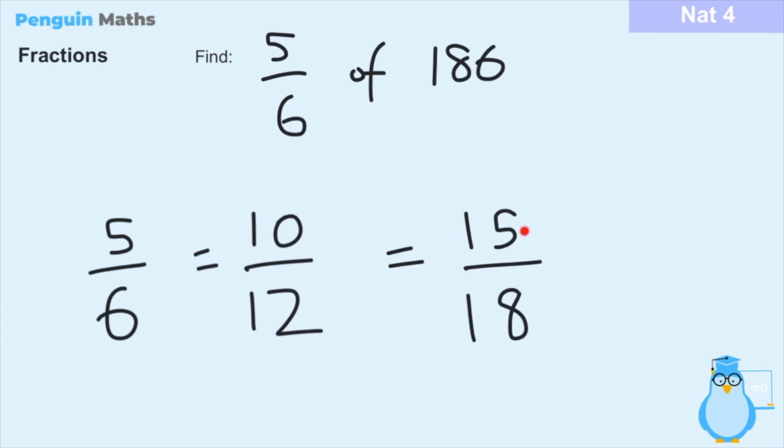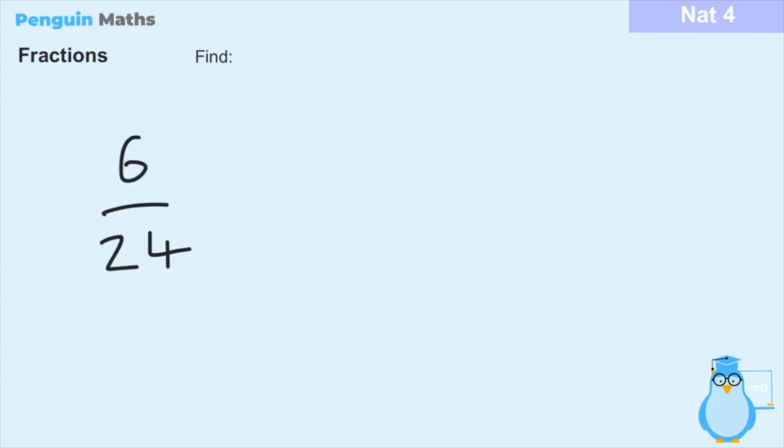So we can say that 3 goes into 15 5 times, and 3 goes into 18 6 times. So 5/6 are these two fractions in the simplest form, but all three of them are equivalent to one another. So here's another example of equivalent fractions.